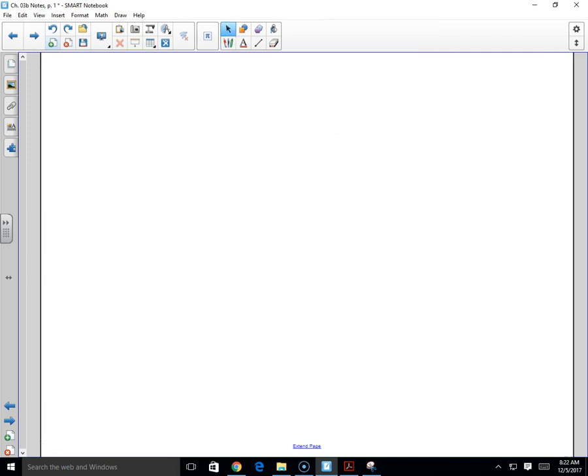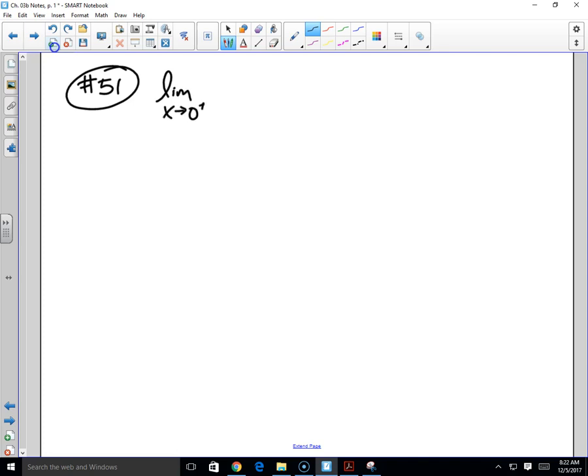So what was number 51's problem? The limit as x approaches 0 from above. Wait, does that change anything, by the way, if you have above? Basically, it just makes it legal when you put an ln in, because if it was from below and it's an ln, we're in trouble. What do we have as our function? 1 plus x to the 1 over x.